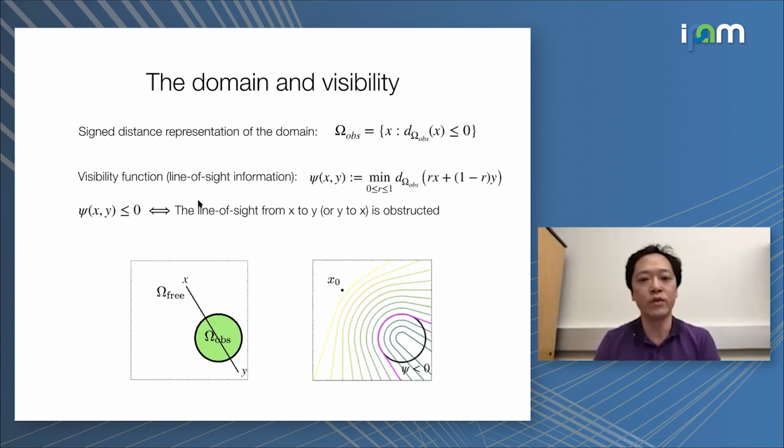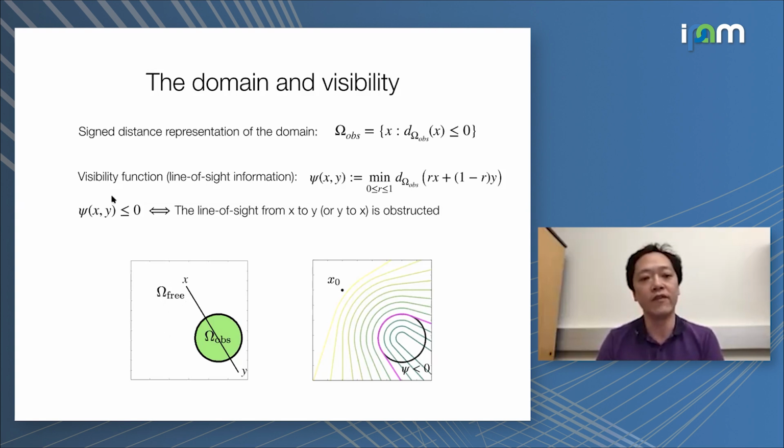So we're going to use a signed distance function to represent the domain that has many obstacles. This means that in the lower left figure you will see this obstacle, which is denoted by the point set omega sub obs. This is the obstacle set, and the signed distance function takes negative values inside this region, it is 0 at the boundary of omega sub obs, and it is positive outside, in the omega free region.